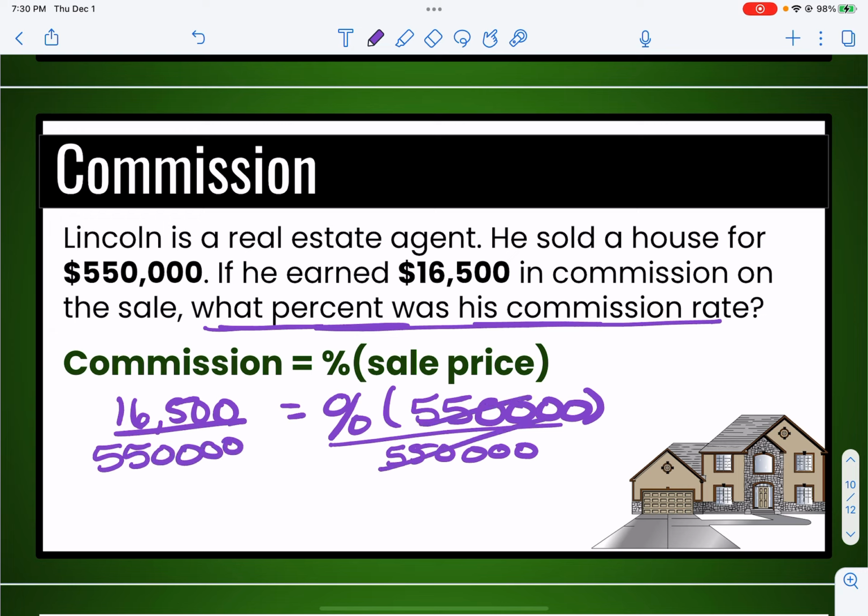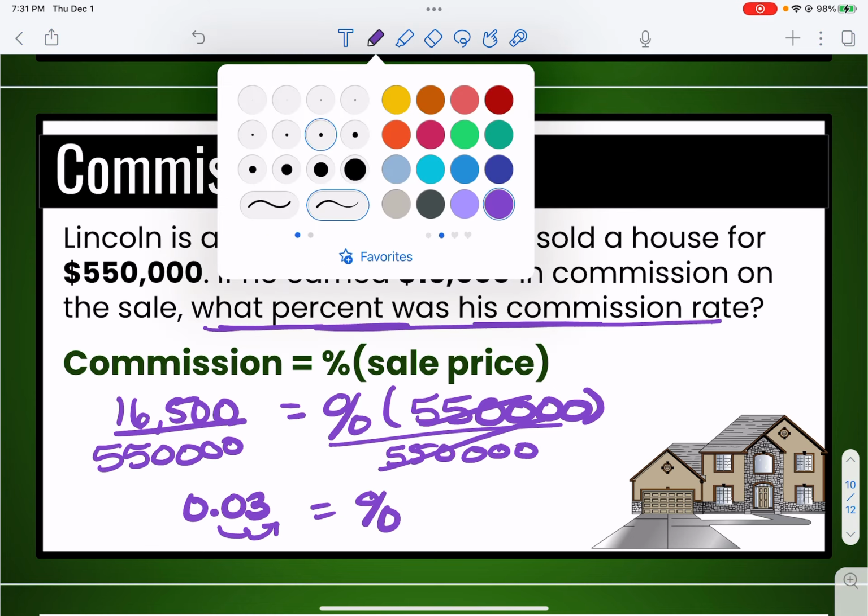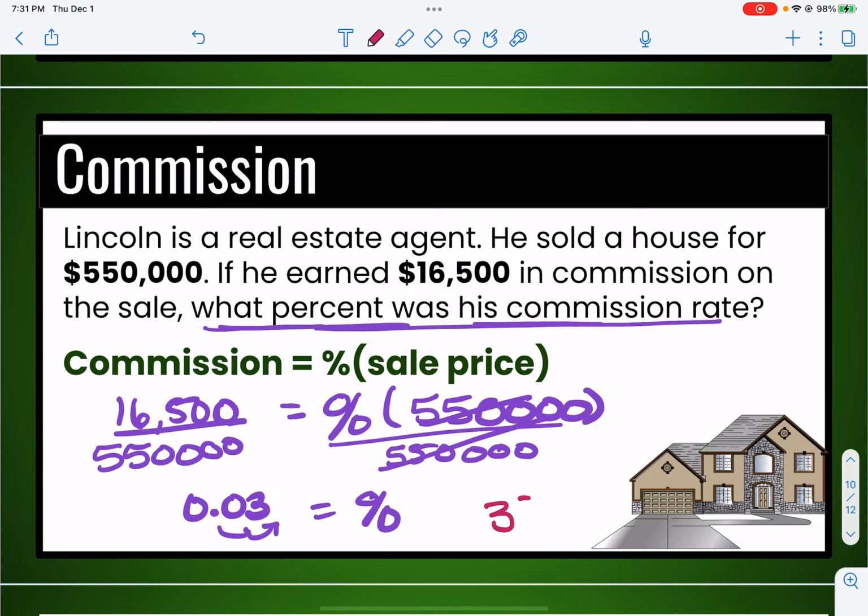And these two cancel because they make that invisible 1. And my percent, when I put it into my calculator, actually comes out to be 0.03. But remember, that's the percent as a decimal. So I actually have to move it back over a couple of times. And my actual final answer is going to be 3%.